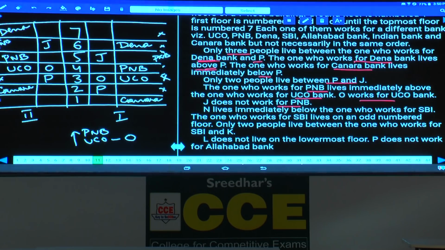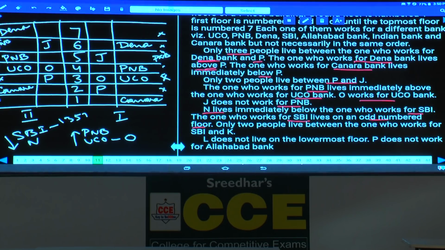And the next information is N lives immediately below the one who works for SBI. Now, N is immediately below the one who works for SBI. Now, these two must be together, SBI and N. And the one who works for SBI lives on an odd number floor. SBI is an odd number floor. Either it could be 1, 3, 5, 7, odd number floor.